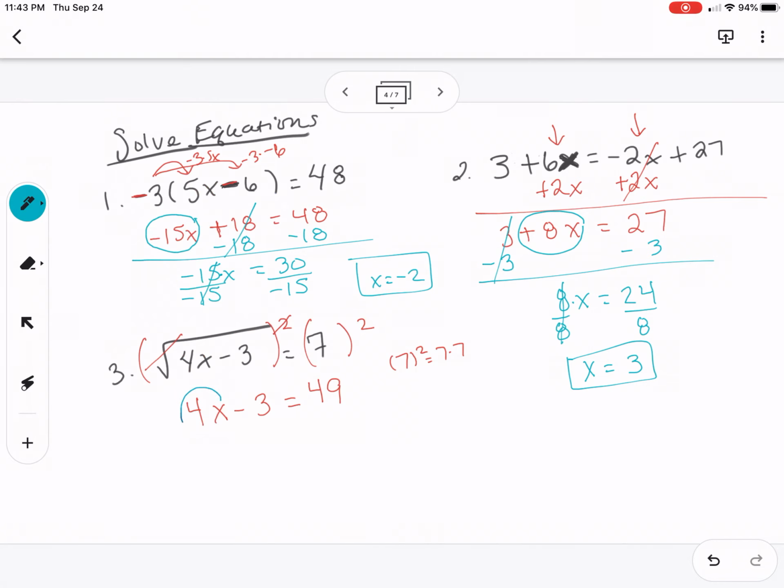So here my x is stuck to my 4, so I'm going to have to do plus 3 first. And then you could divide the 4. So my final answer for x, if you divide 52 by 4, would be a 13.